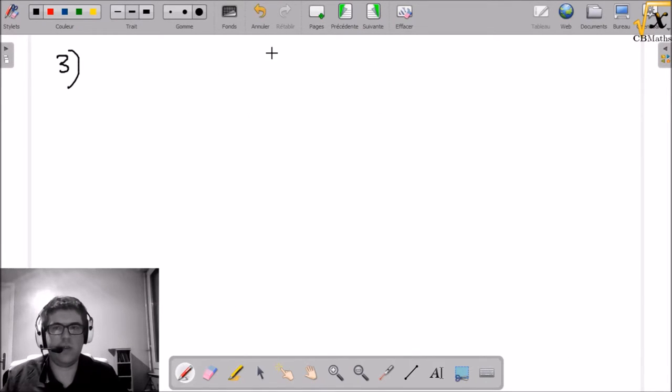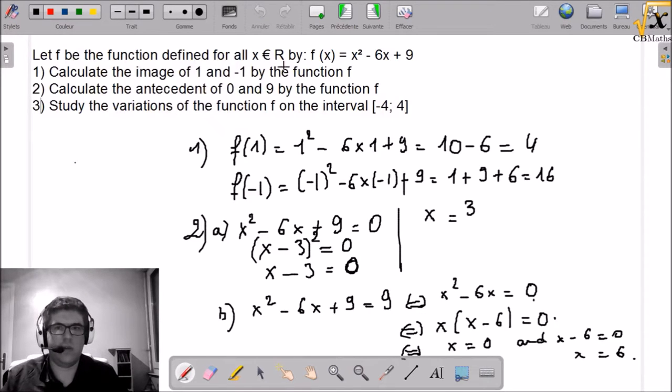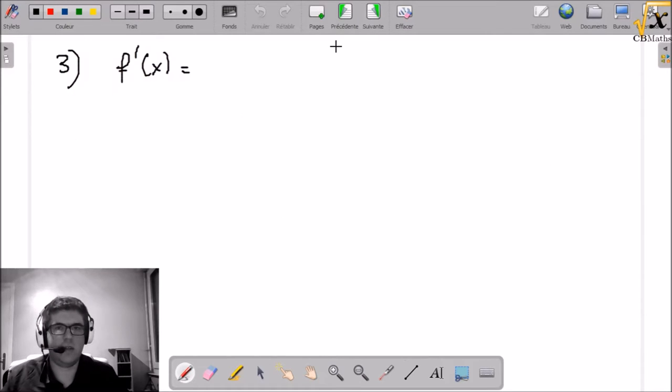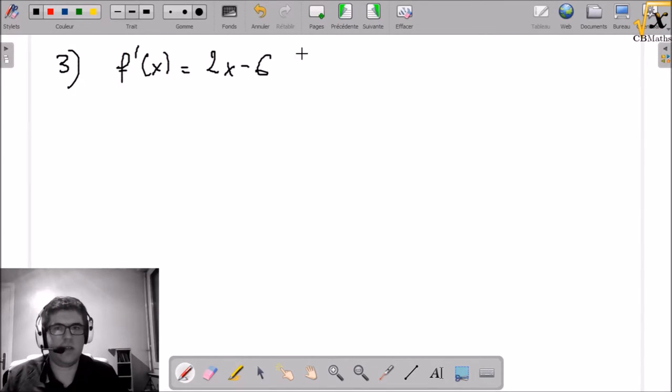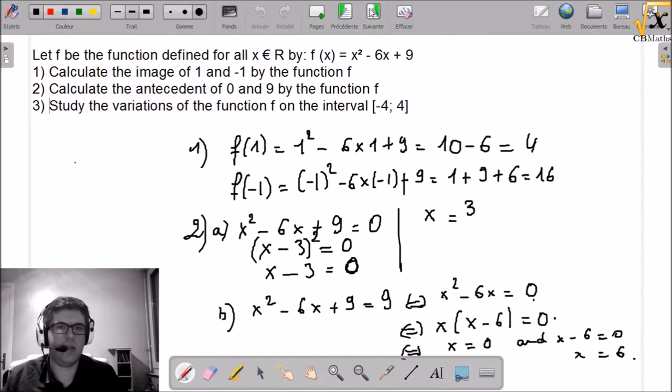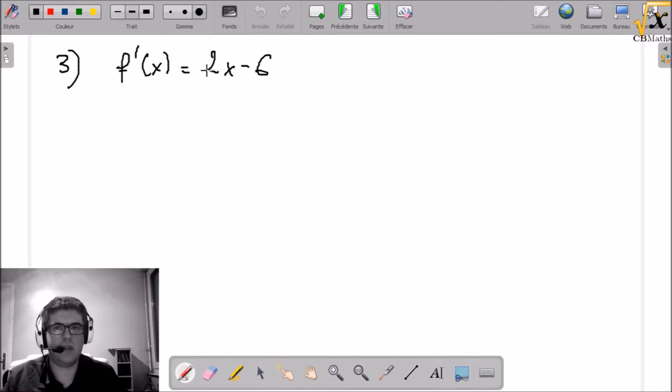Third question, the variation of this function. We can compute the derivative of this function f. The derivative of f of x equals: the derivative of x squared is 2 times x. The derivative of minus 6 times x is minus 6. And the derivative of plus 9 is 0. So the derivative is 2 times x minus 6.